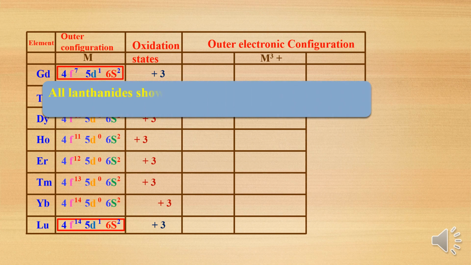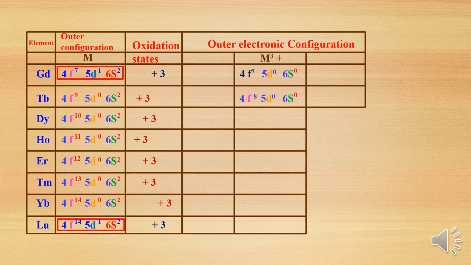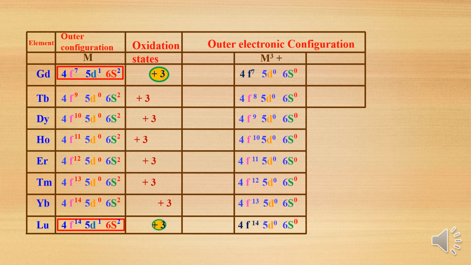Now see with respect to the plus 3 oxidation state. The common oxidation state is plus 3, so one electron is lost from 5d and two electrons from 6s. Now see the electronic configuration when the metal possesses the plus 3 oxidation state. Here 6s0 5d0 is there, because one electron is lost from 5d and two from 6s. Now the only electrons present are in 4f. So as the atomic number increases, only one electron is added in the 4f orbital.